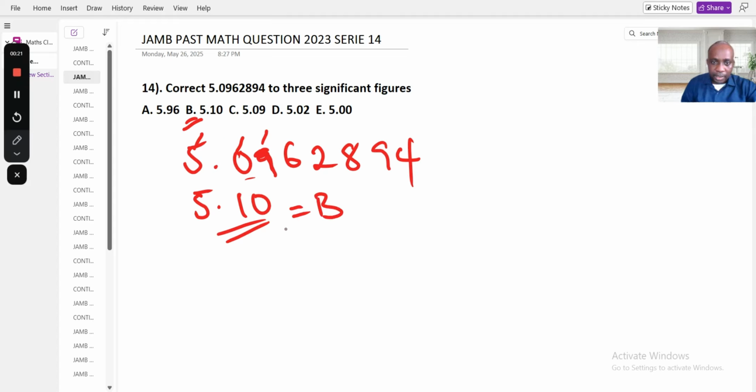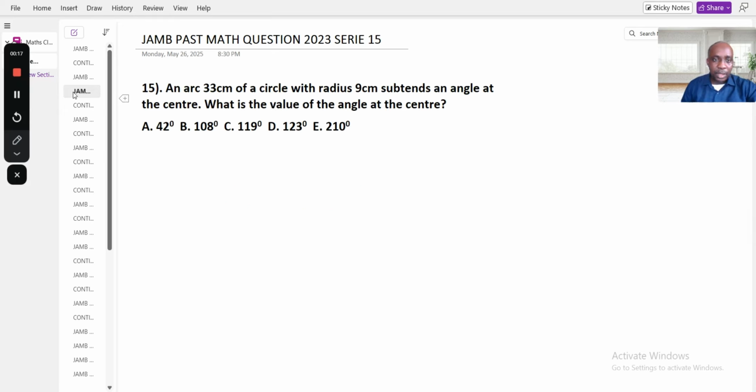B. Let's move to the next question. An arc 33 centimeter of a circle with radius 9 centimeter sustains an angle at the center. What is the value of the angle at the center? Let me draw the circle they are talking about. This is the circle.